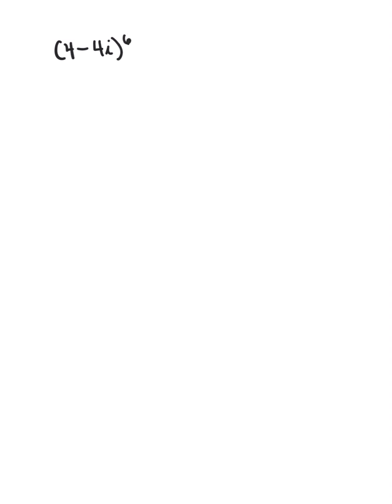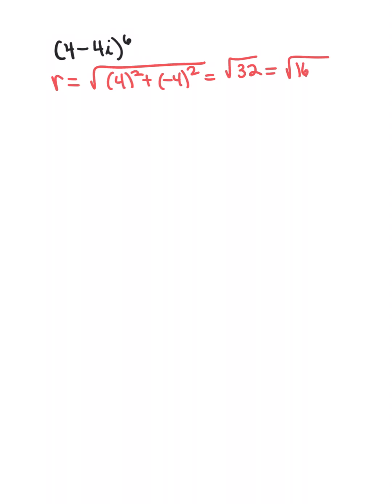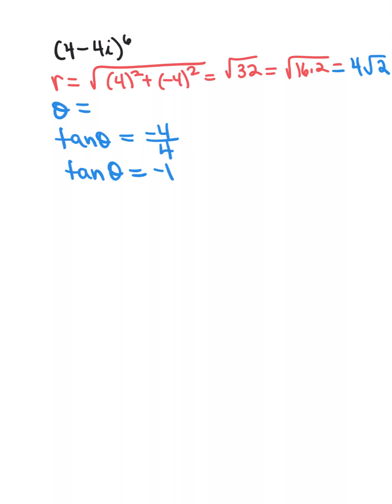So we're going to write this in trig form. We have r is equal to the square root of 4 squared plus negative 4 squared, which is the square root of 32, and we can break the square root of 32 up into 16 times 2, which is 4 square root of 2. To find the angle, we have tan of theta is equal to negative 4 over 4, so tan of theta is equal to negative 1.